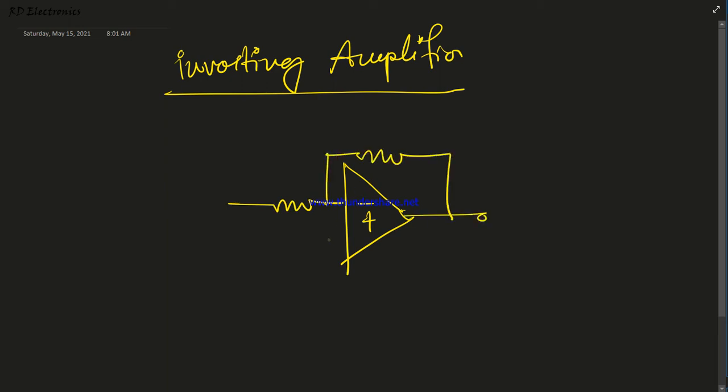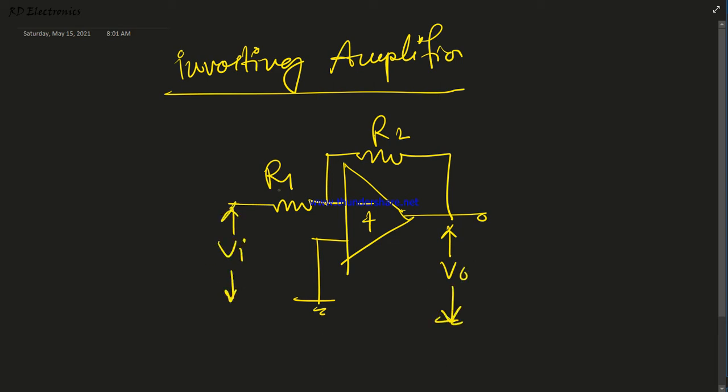So what is that? First of all, this is the circuit diagram of the inverting amplifier. This is the output signal and this is the input signal. Okay, so first of all, according to KCL, here the current is I1, here the current is I2, and here the current is equal to 0. Why? Because the input resistance here is infinity. That's why no current flows here.